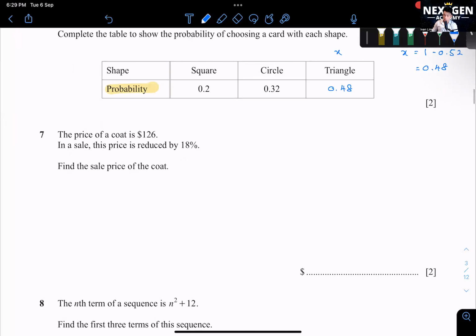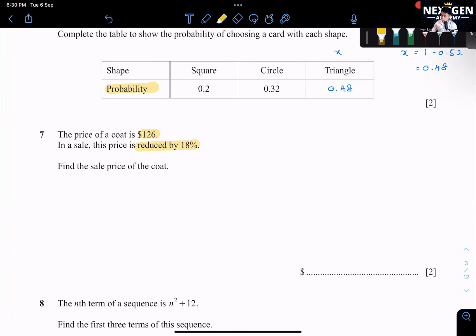Okay, next one. The price of a coat is $126. In a sale, the price is reduced by 18%. Find the sale price of the coat. Yeah, don't need working also can. Correct.